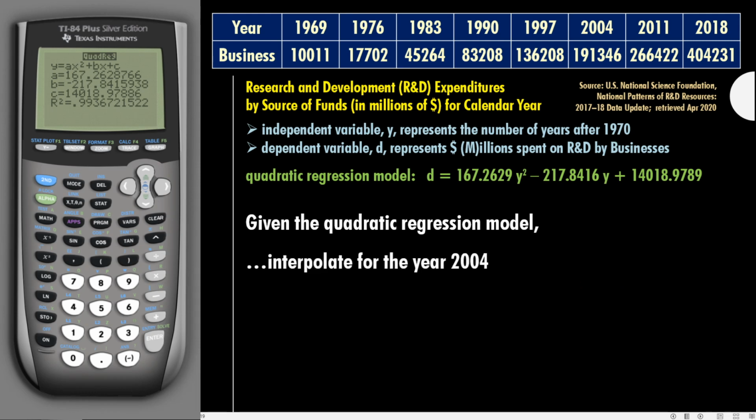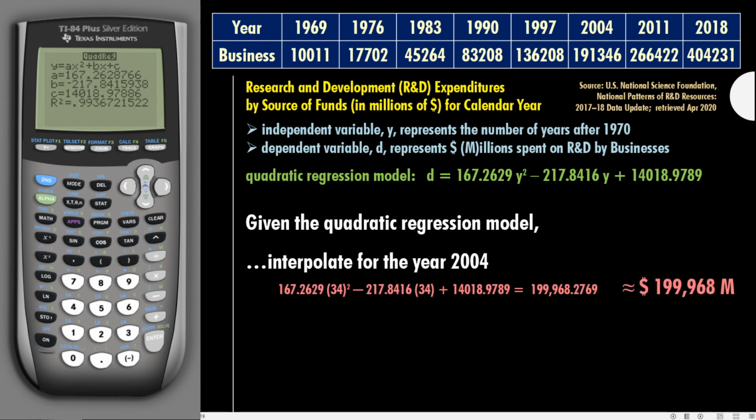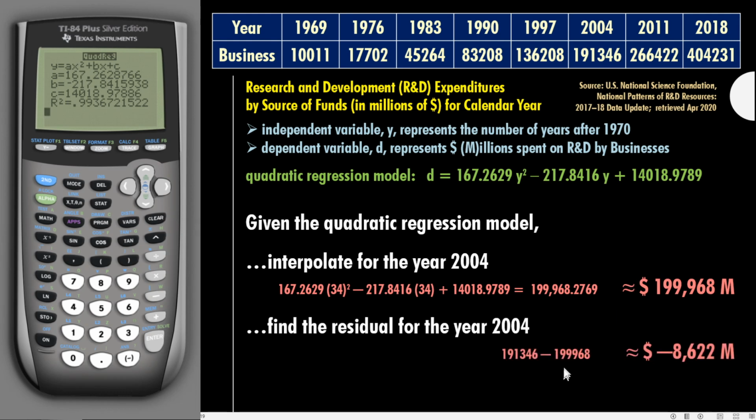So, can we still predict with quadratic regression models? Sure you can. If you want to interpolate for the year 2004, then you're going to stick 34 into the equation. But notice that you have to plug it in twice. You have to plug it in where it says y squared, and then you have to plug it into the linear term where it says y. And you'll come up with a prediction that's roughly $199,968 million. If you want to find the residual, back to 191,346 we go, subtract the 199,968 you just came up with, and come up with a residual of negative $8,622 million.